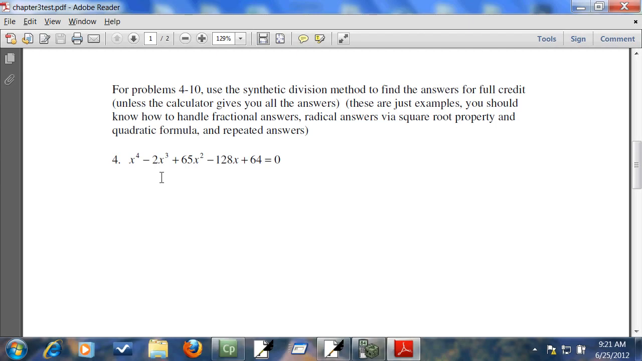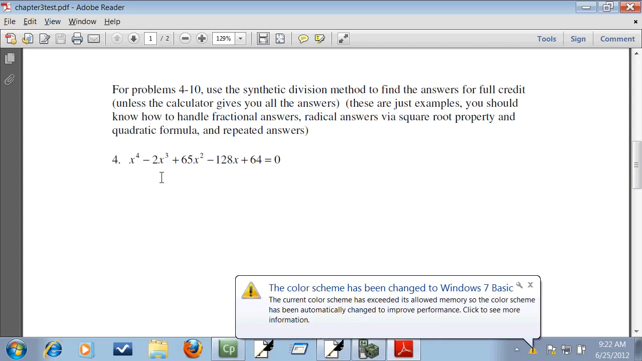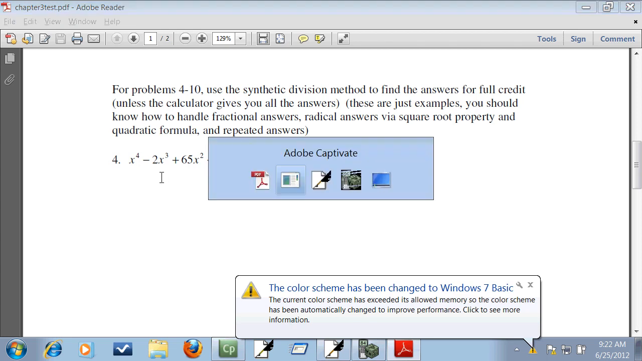Let's take a look at this problem. We want to find all the zeros. Now this is already set up so it's equal to 0, but I could give you the function and say find the zeros. Now we're going to use the calculator to get all the answers we can, and then we're going to plug those in synthetic division.